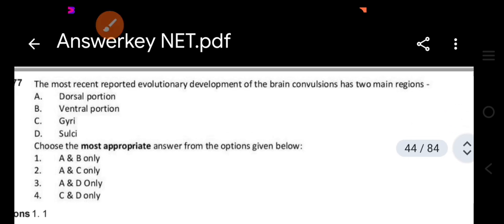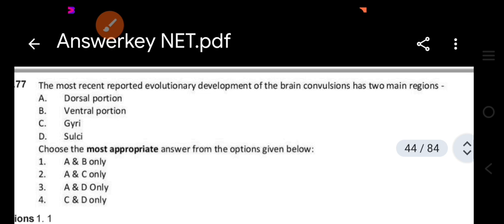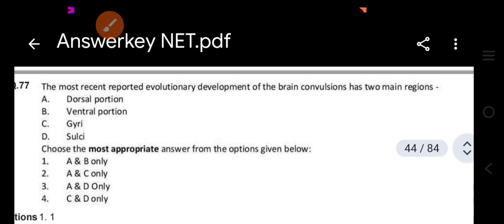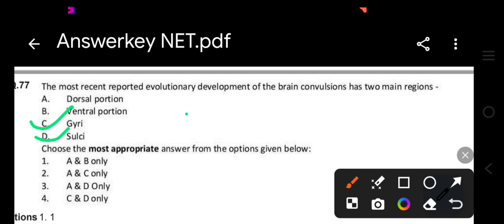The most recent revolutionary development of the brain convolutions has two main regions: dorsal portions and ventral portions. This is a very current question, a little bit tough, but going by the sources, gyri and sulci, option C and D, is the right option, because the folds help in the development of the surface of the brain. So these are very important.